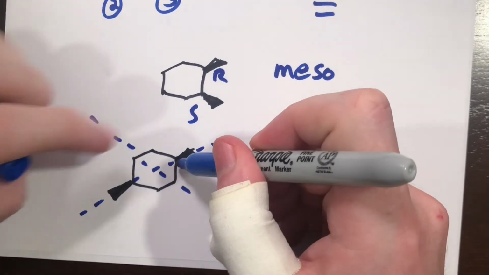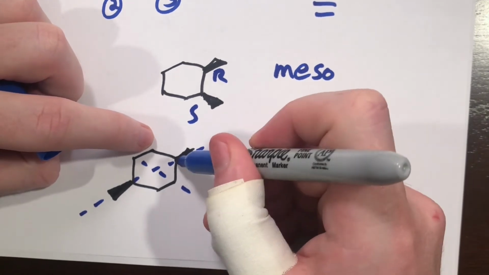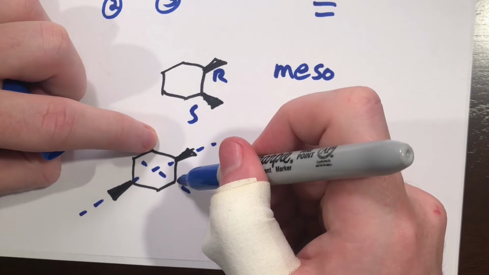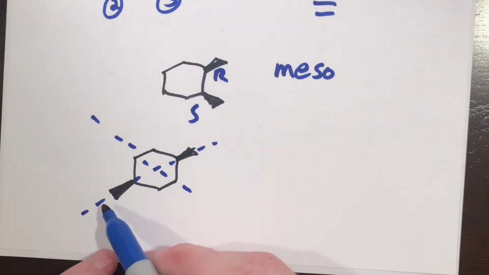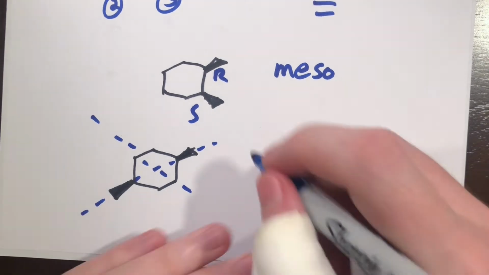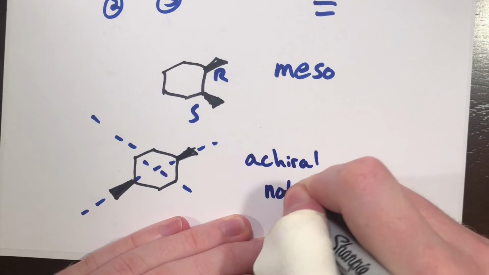So if we look here, at this center for being chiral, we have a methyl group and then a CH2, CH2, that's the same. CH2, CH2, that's the same. And then a CH bound to a methyl, we get to the same point. So this is in fact achiral and not meso.